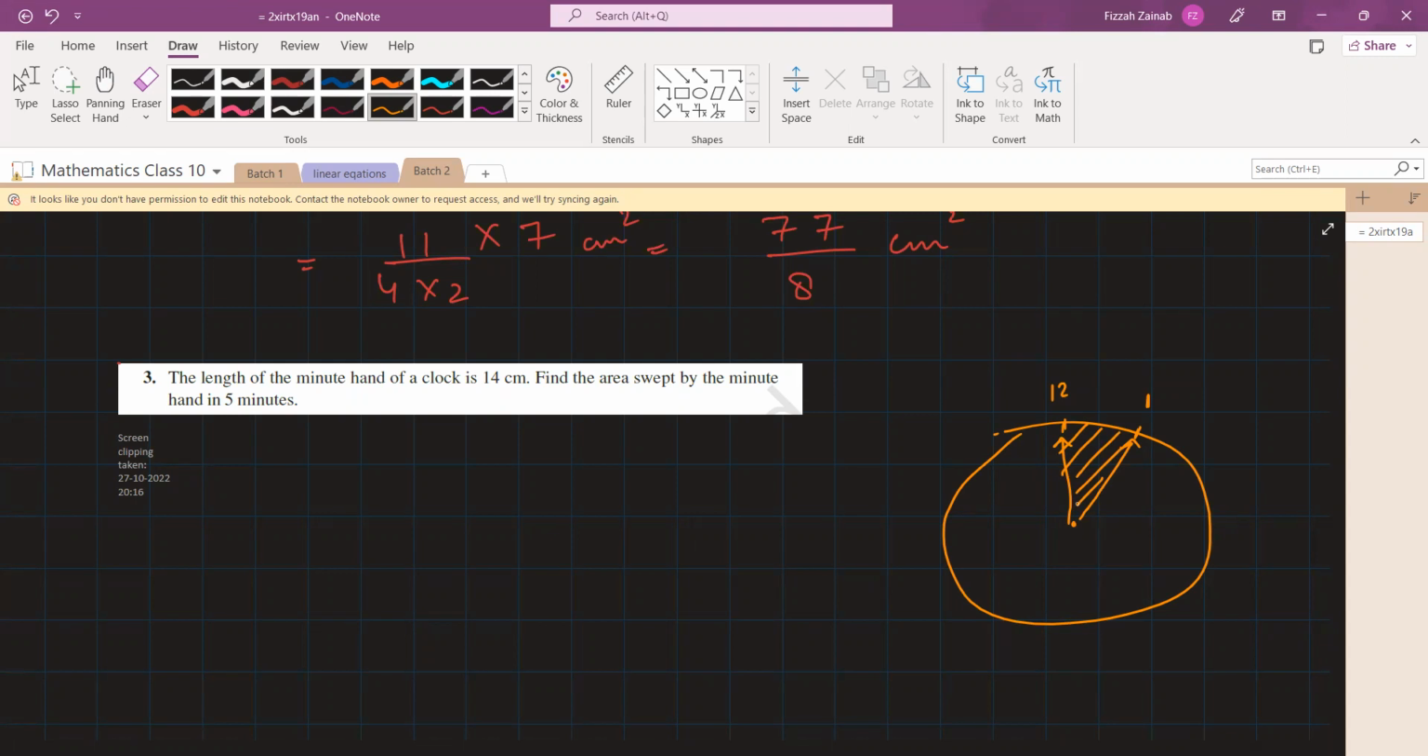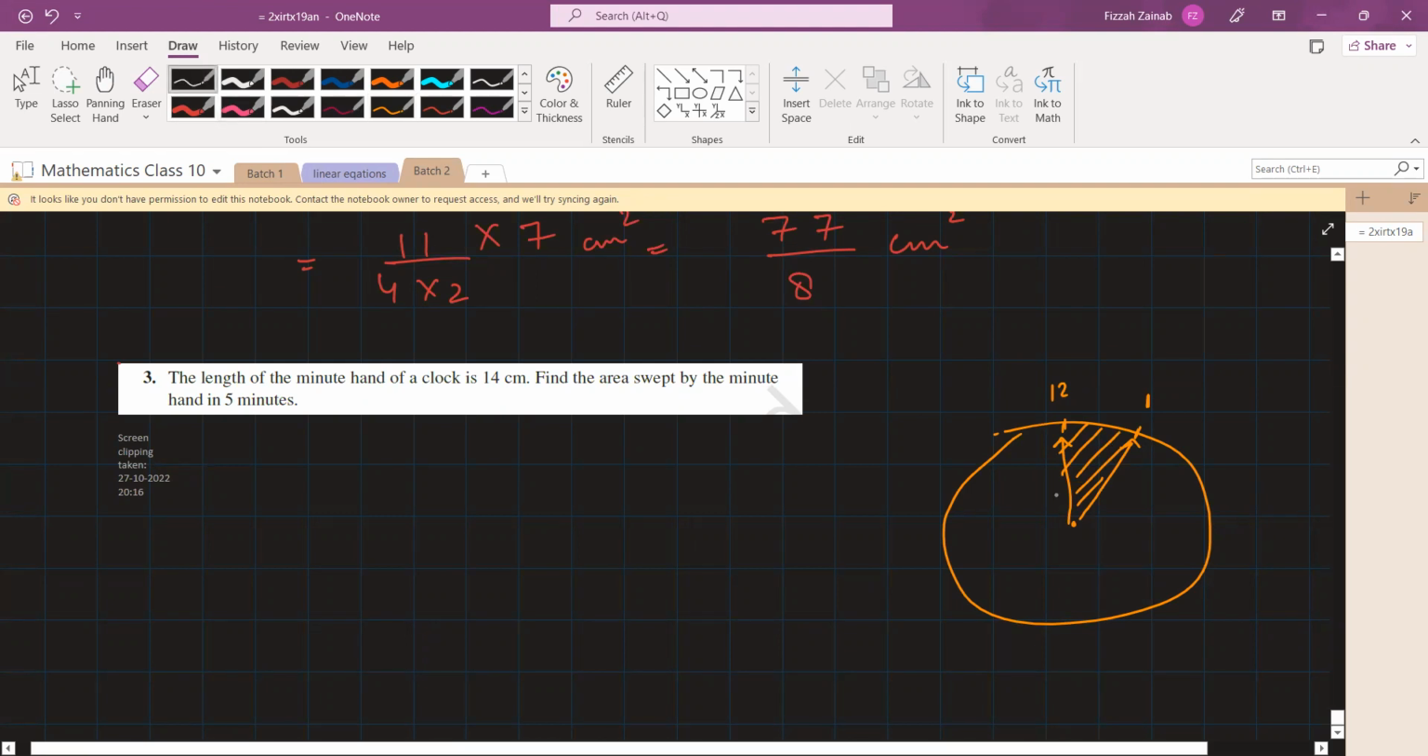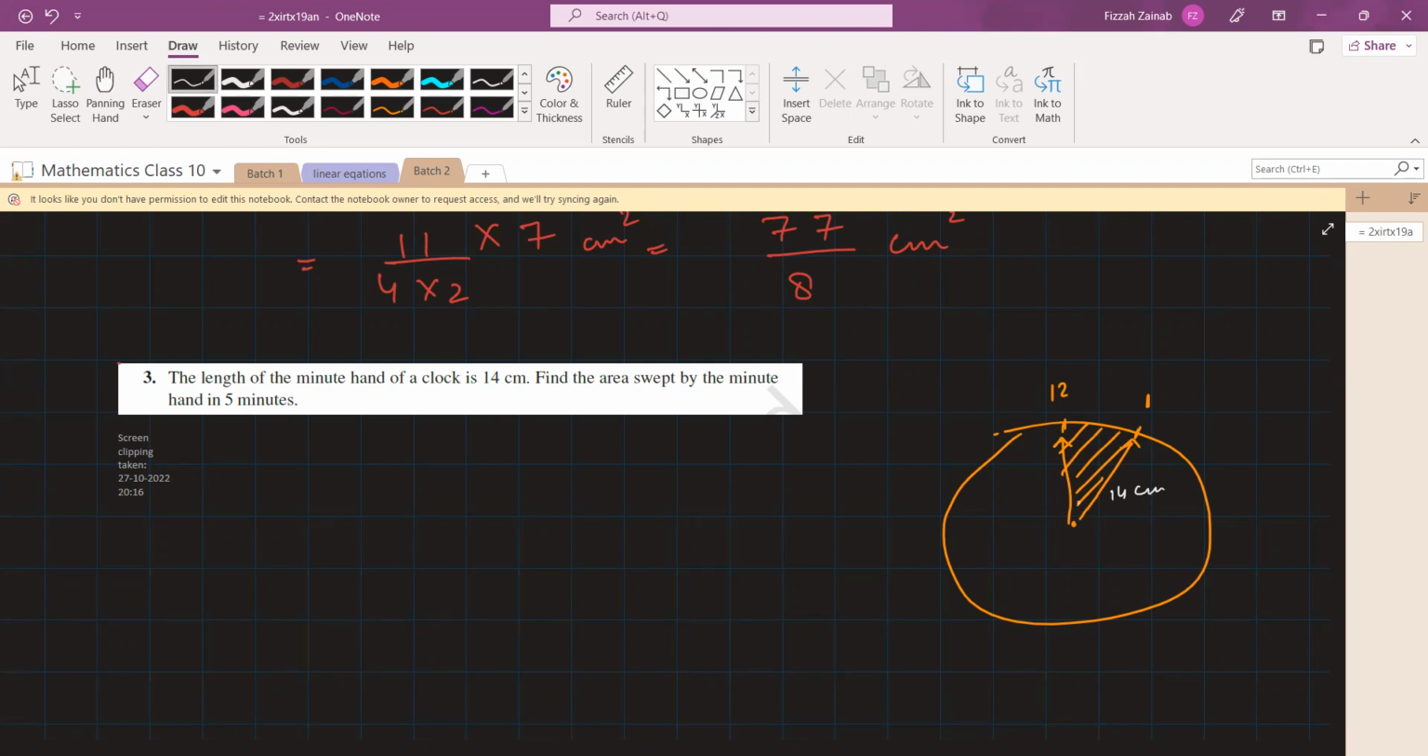Yes, ma'am. Okay. What is given here? Length of the minute hand. So that means the radius is already given. Clear? This is 14 centimeter. Now theta is not given. You don't know what is theta, right? So how will you find? Can anybody tell me?